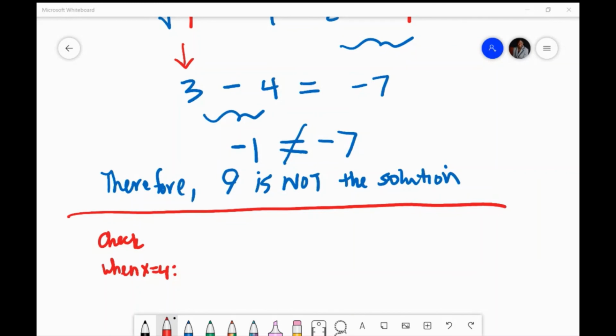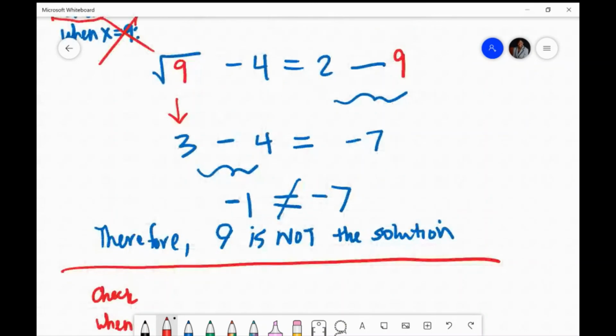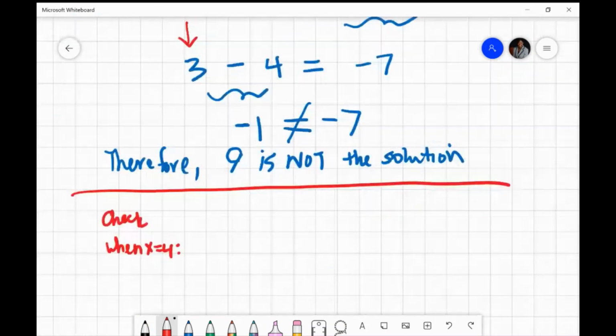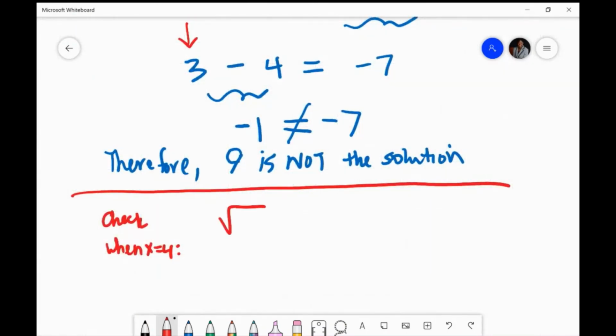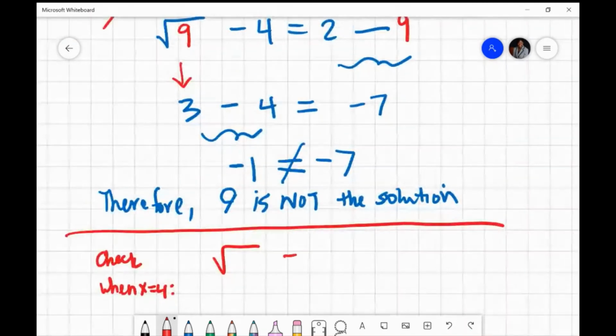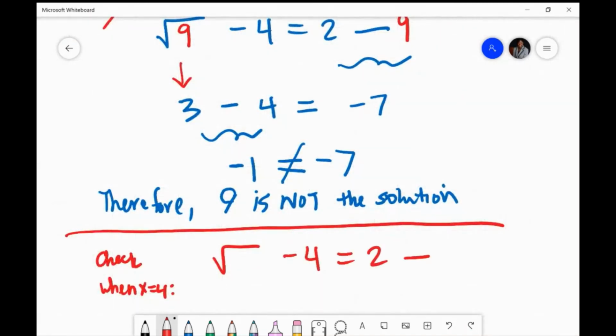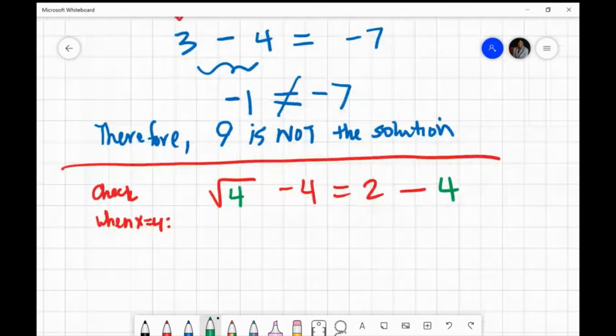So again, the original equation is the square root of x minus 4 equals 2 minus x. So I'm going to switch out the x's with a 4, like so. I'm replacing all the x's.